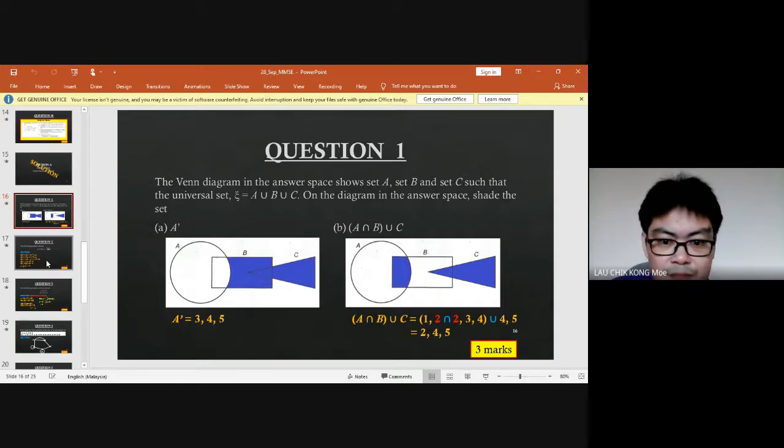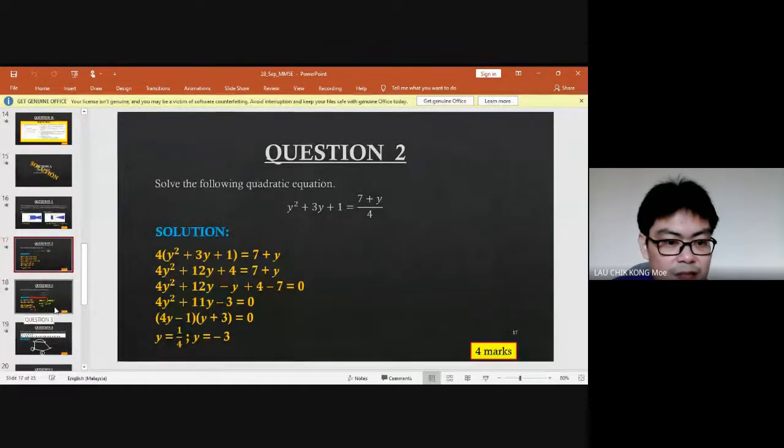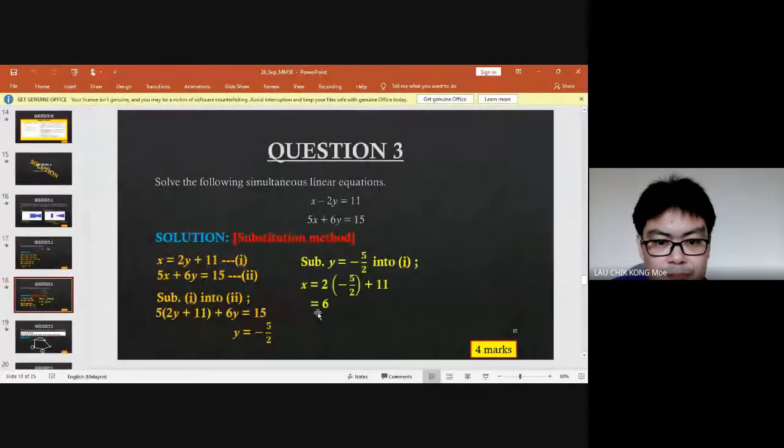Then question number 2, quadratic equation. First of all, we need to show the general form, 4y squared plus 11y minus 3 equals 0. Then we do the factorization, and the answer is y equals 1 over 4 and y equals -3. Your answer just now is correct.